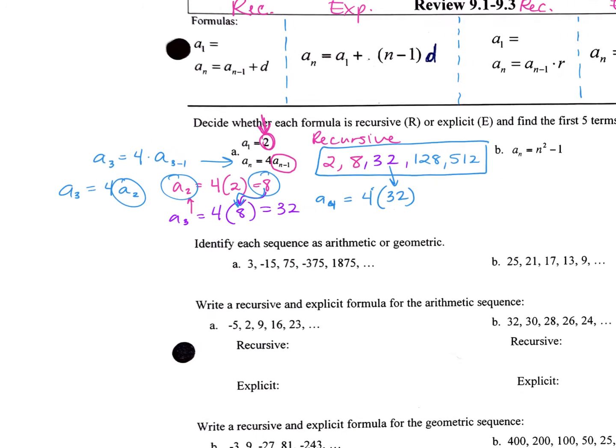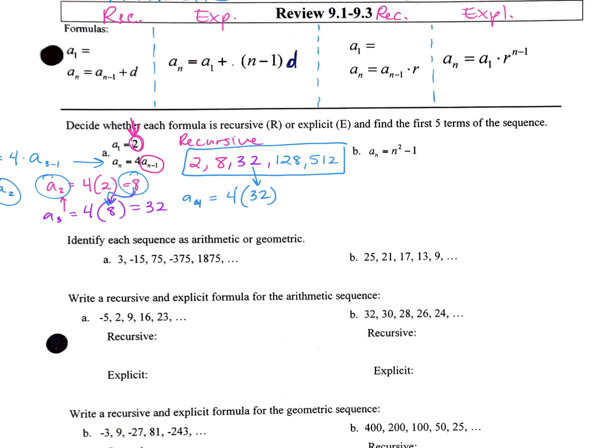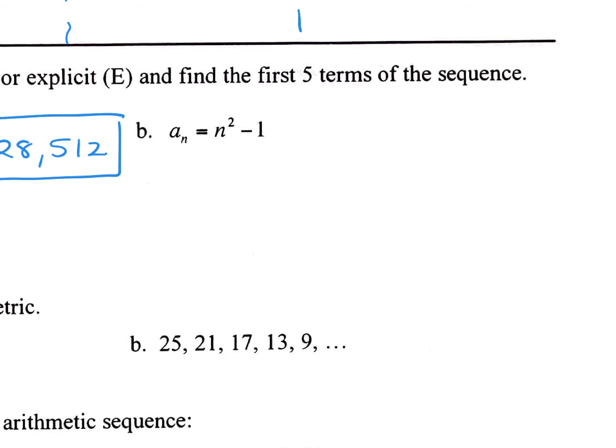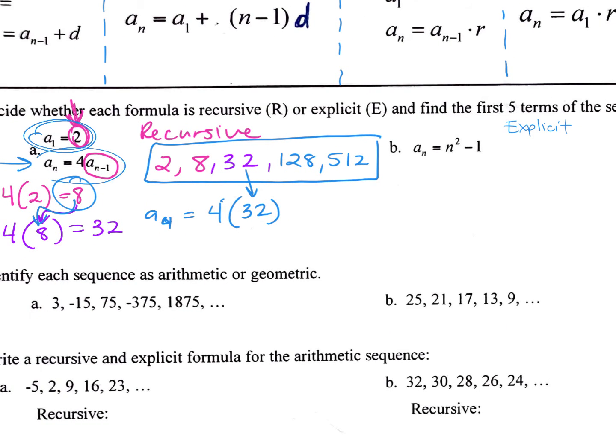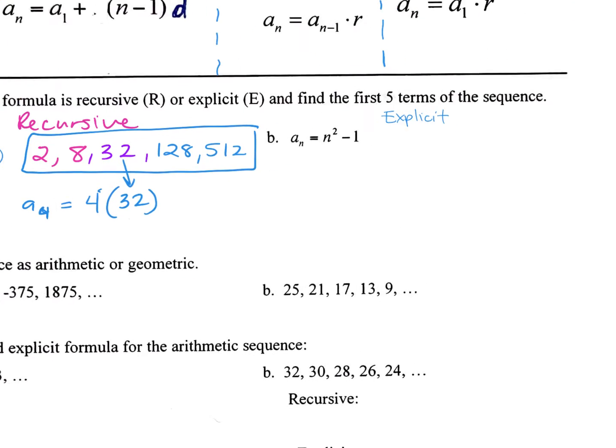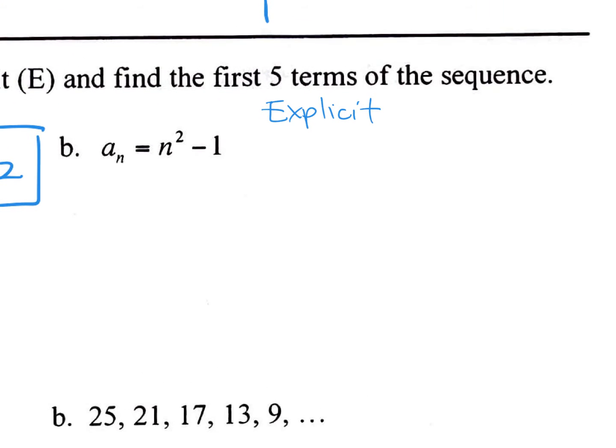Explicit is always just plugging in the number of the term. Like if it's the first term, you plug in 1. If it's the second term, you plug in 2. If it's the third term, plug in 3. Okay, letter B. Is that explicit or recursive? That's explicit. Okay, recursive will always have a sub 1, right? Recursive always has this first. So it always has 2 pieces to it. Explicit will only ever have 1 piece to it.